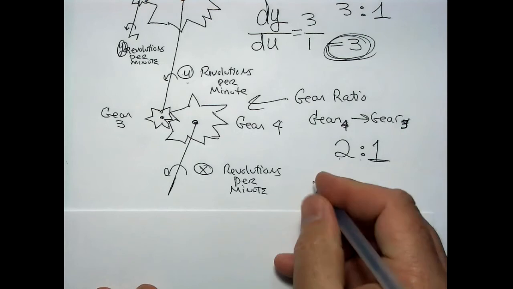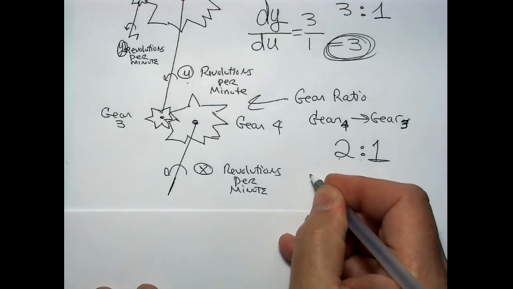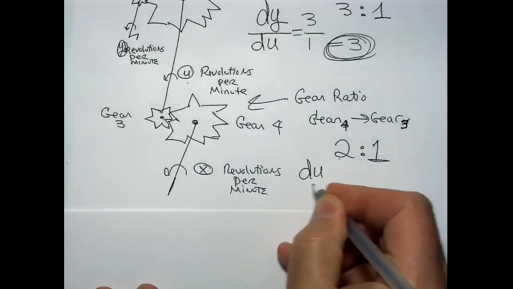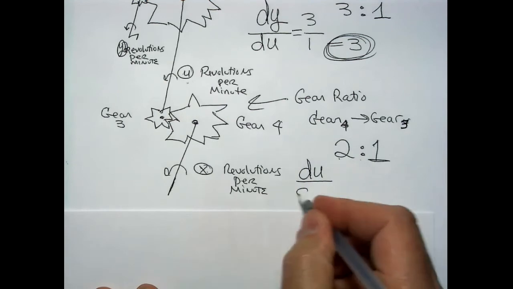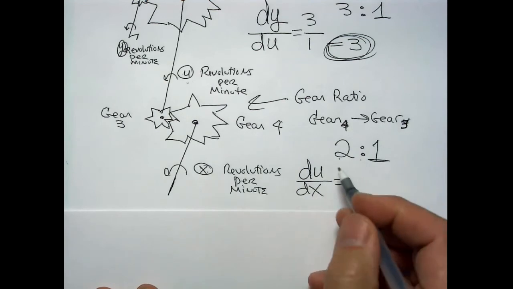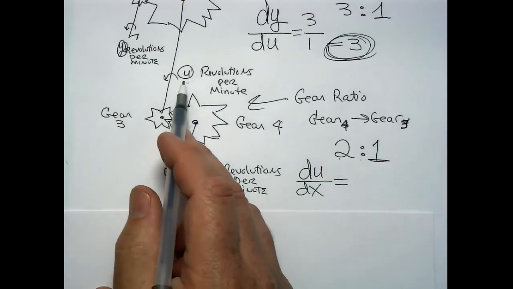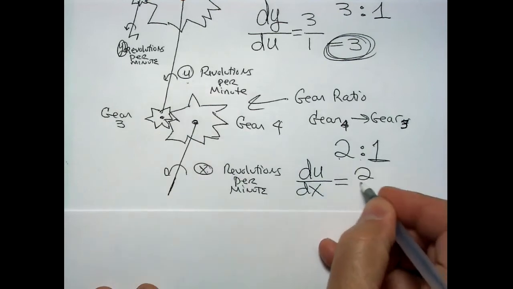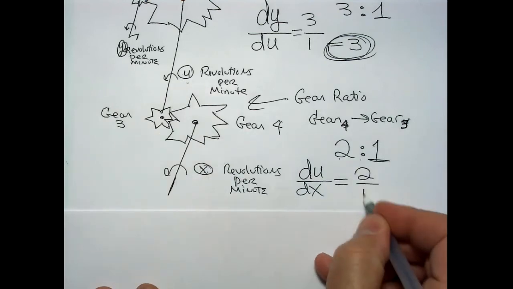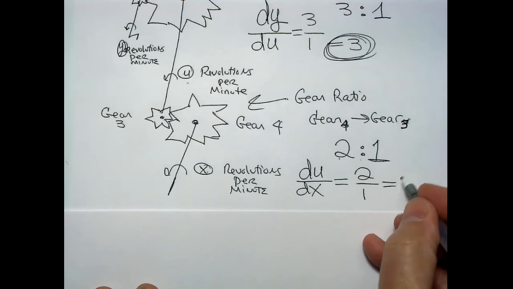That would seem to be another derivative. How does u change with respect to how x changes, du dx? Well, I need 2 turns or 2 changes in u to get me 1 turn or 1 change in x. Du dx is equal to 2.